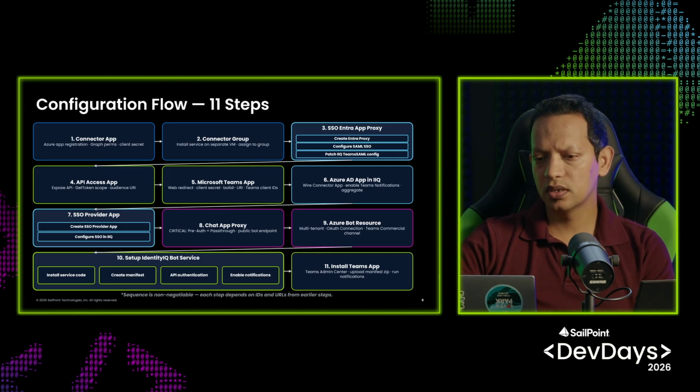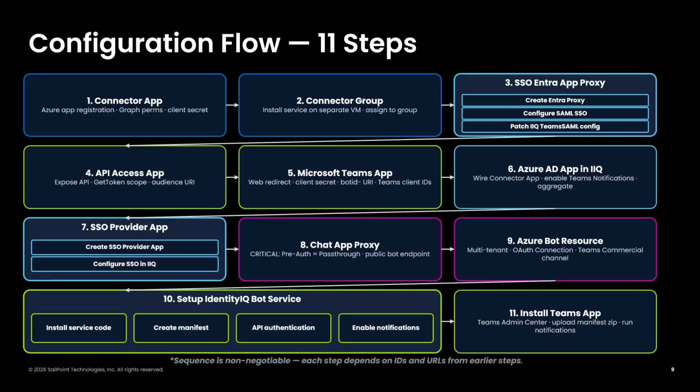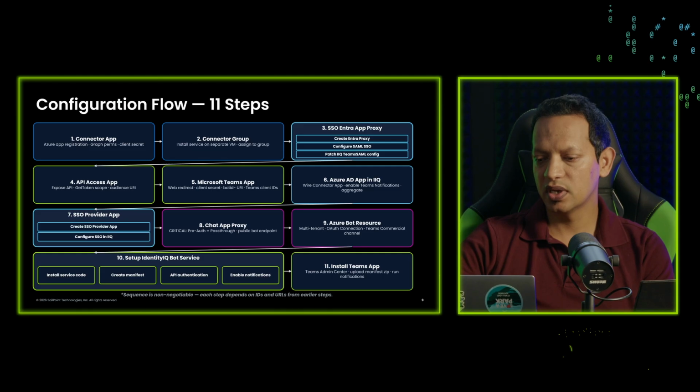Now, the next one is the Azure AD app in IIQ. This one uses the connector app that we created in step one, where we created the client ID and the secret. This is used to aggregate users and groups within IIQ so that IIQ can correlate the Azure AD users using their OIDs.